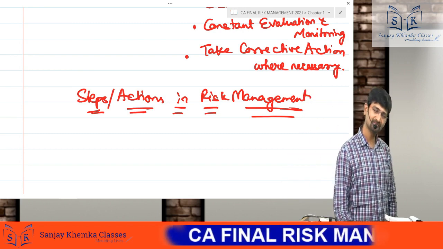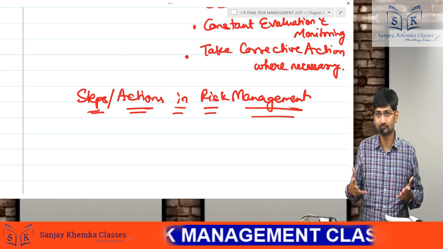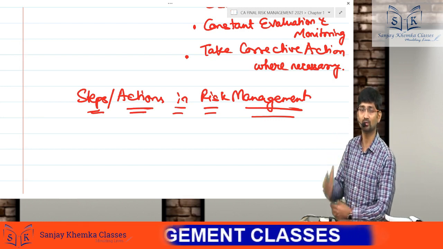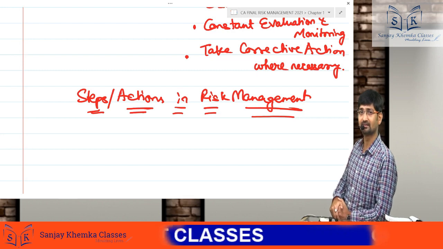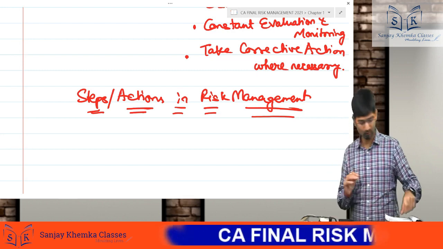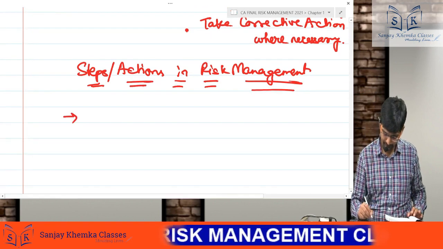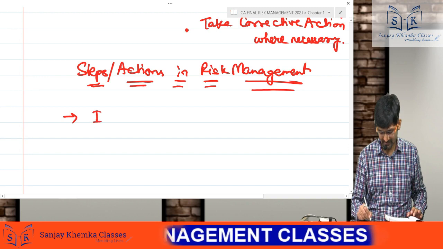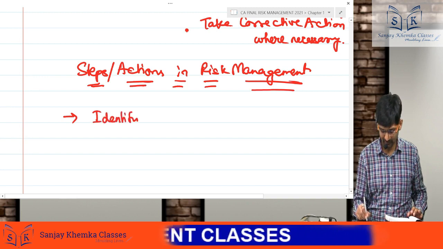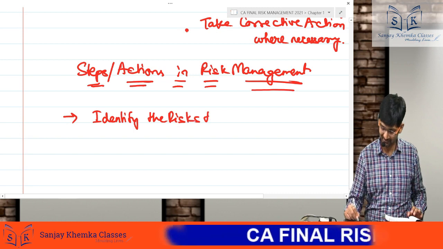Do we know all of them? No. So what do we do? We first have to find out what are the risks applicable on my organization. I first find out the risks applicable on my organization. We identify the risks.